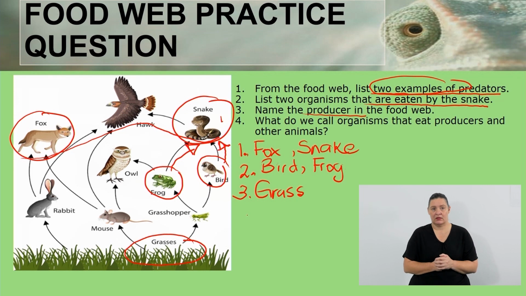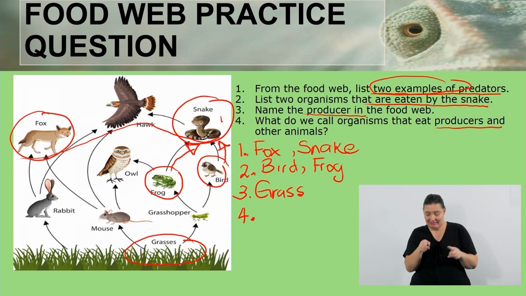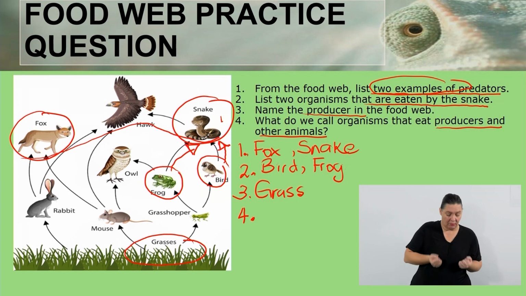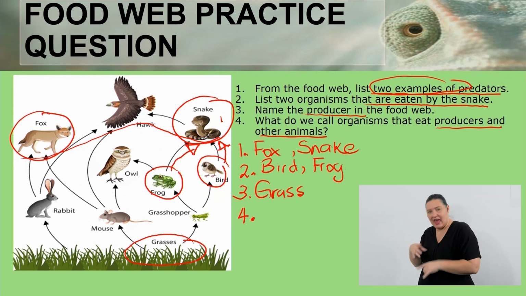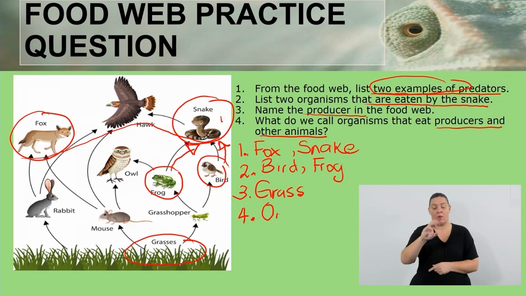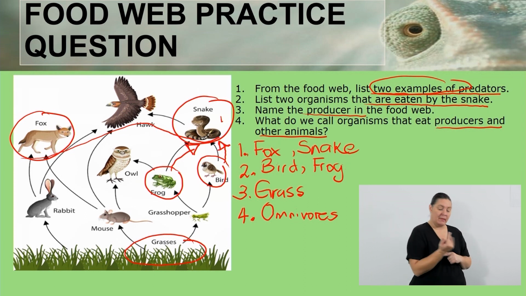Right. And then we are going to move on to our very last question, which says, what do we call organisms that eat producers and other animals? If you remember from our lesson, we said these are omnivores. Omnivores. When we are speaking about omnivores, these are the organisms that eat both plants and animals. So if you were able to answer all of these questions, then well done to you.